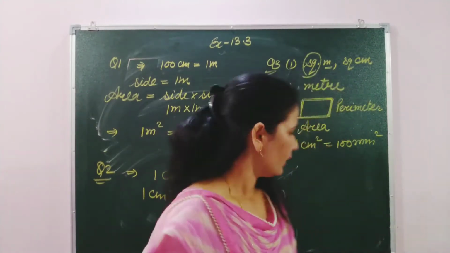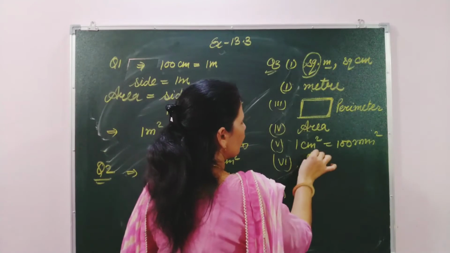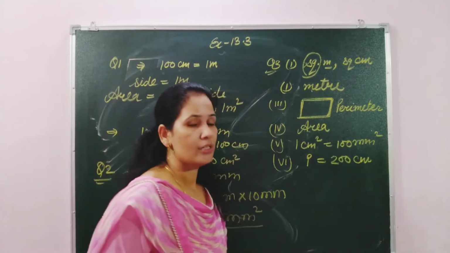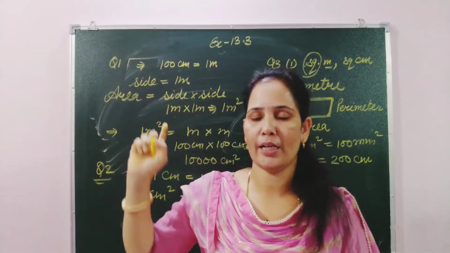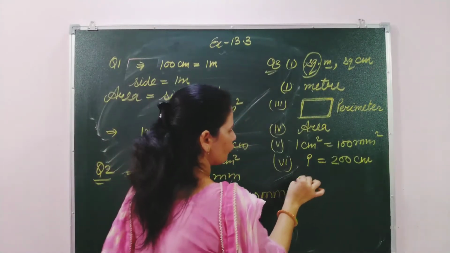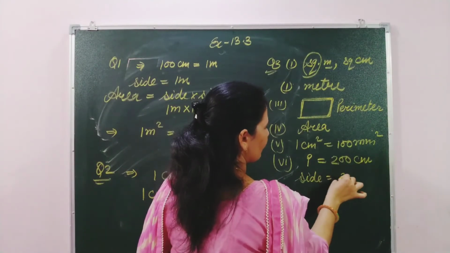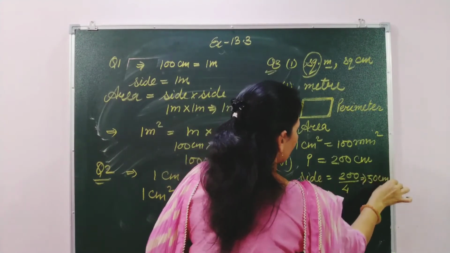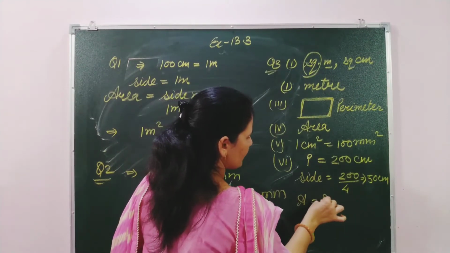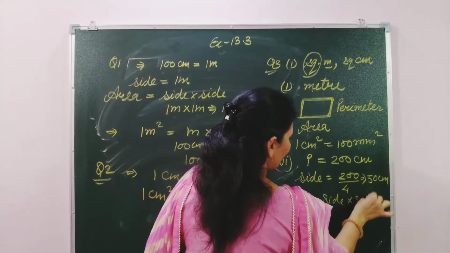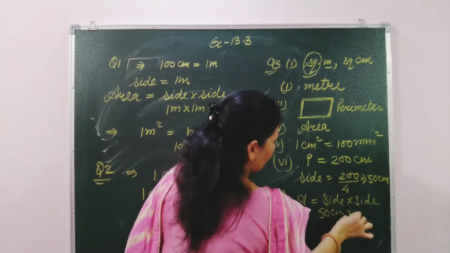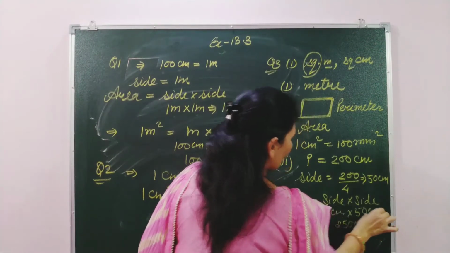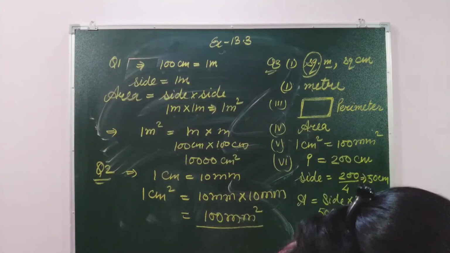Then after sixth part, in sixth part they have given if the perimeter of square is 200 centimeter, then find its area. Students, in starting, whenever I explain the formula, I told if the perimeter of square is given, first of all we have to find out its side. Side we will find perimeter divided by 4. That means side is 50 centimeter. Then we find out its area. Area means side multiplied by side. That means 50 centimeter multiplied by 50 centimeter. That means 2500 centimeter square. So this is the area of square.